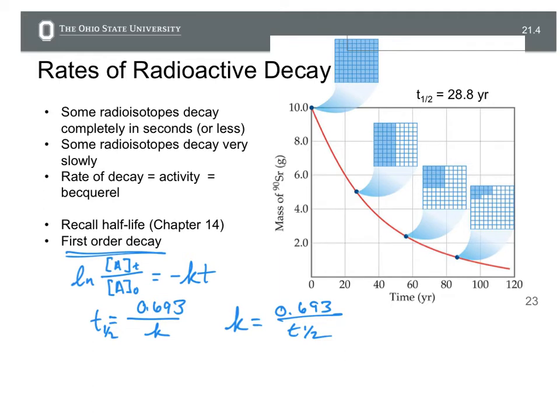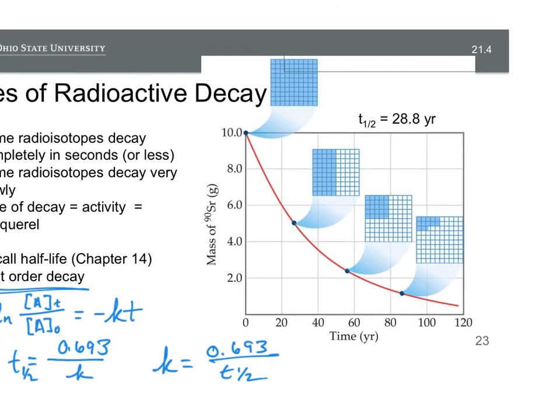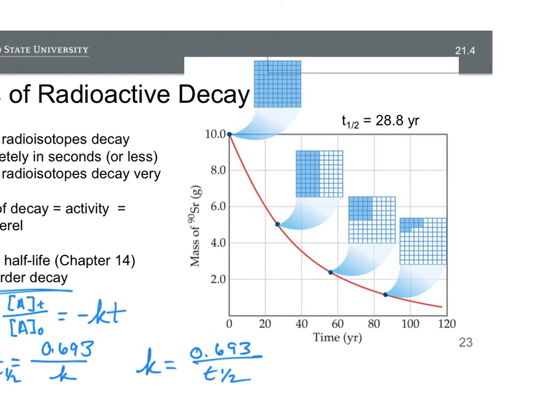So hopefully that's a little bit of a review for you. Another thing to recall is what half-life means. In this figure, we're looking at the mass of strontium-90 versus time in years. Strontium-90 has a half-life of 28.8 years. We'll see this again in a minute.